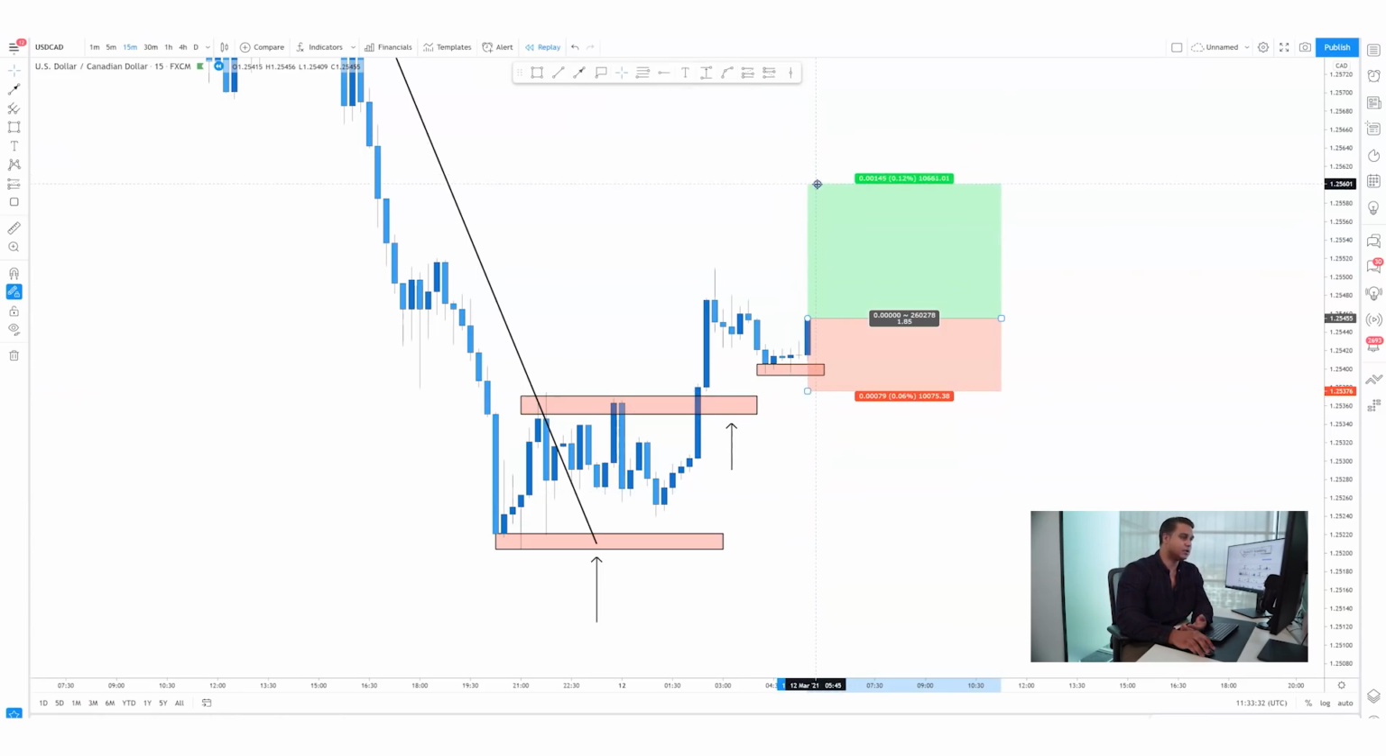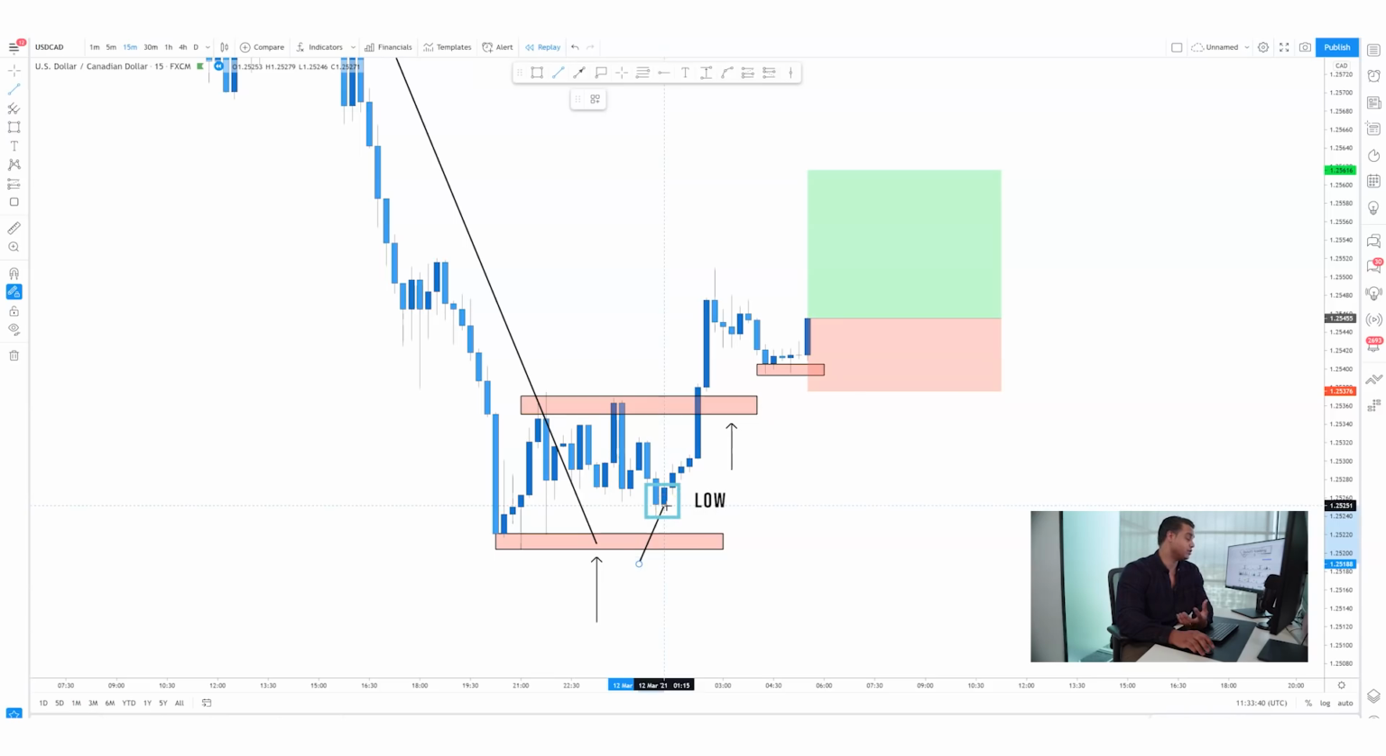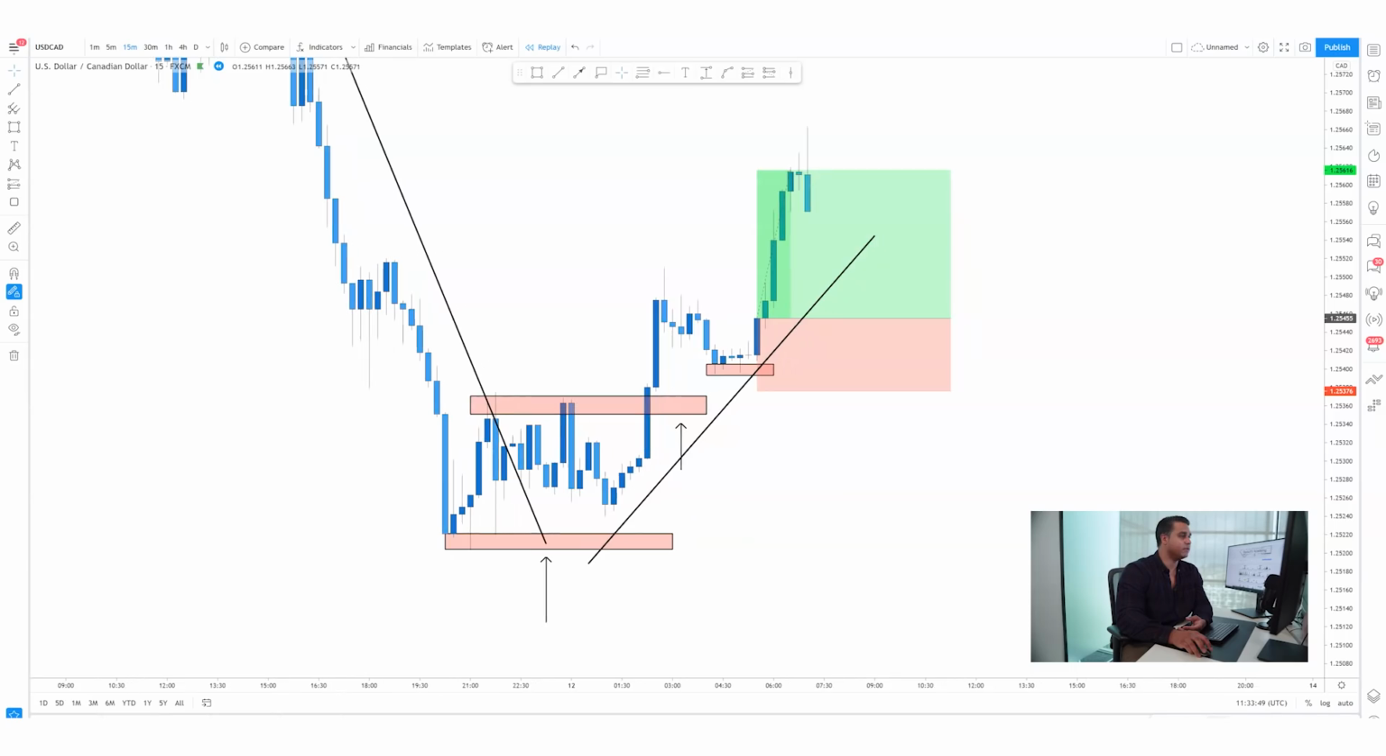Now, do we know this is going to win? We don't at this stage, but what we do know is that there is a much higher chance that price will create the higher low, and then eventually the new higher high. And then you go in for the trade.